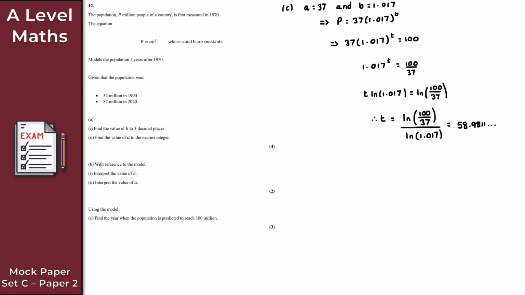So don't forget, what we're looking for here is the year when the population is predicted to reach 100 million, right? So we want the year rather than just the value of T here. So what I do then is round this value of T to the nearest integer. So T is equal to 59. And don't forget, T here is the number of years after 1970. So 1970 plus 59 gives us 2029.